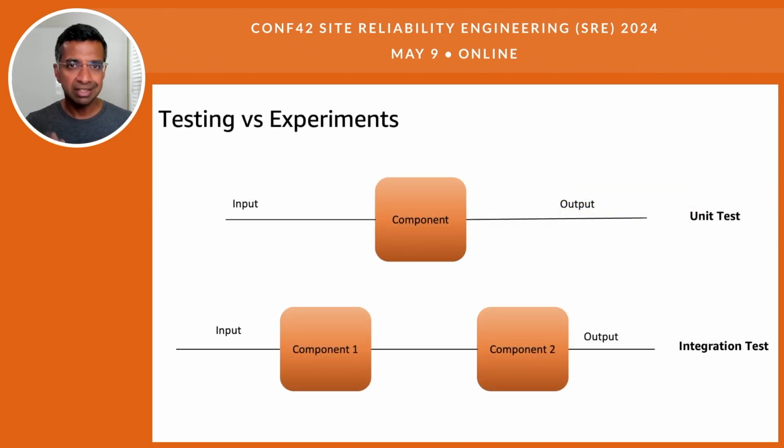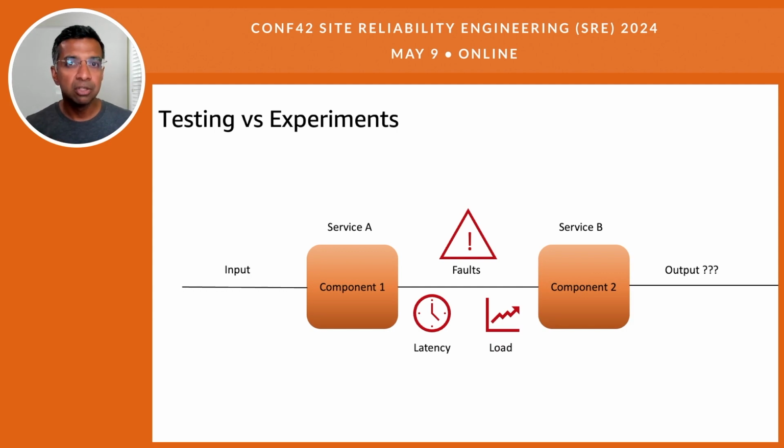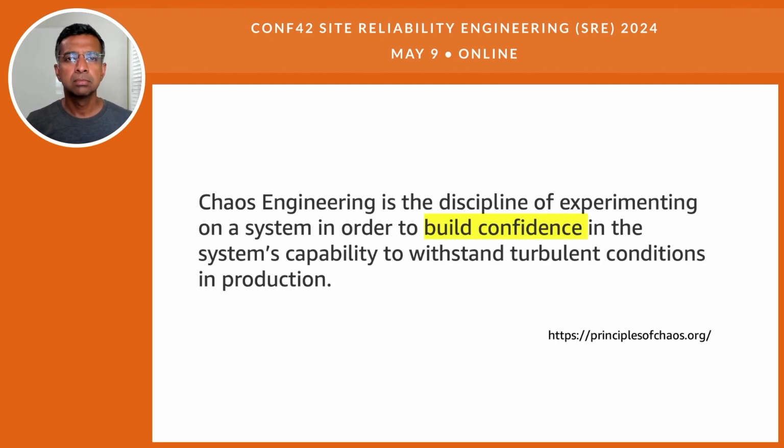What's the difference? In testing, as we know, both input and outputs are known, right? So all you're doing is validating the actual output with the expected output. But in experiments, the output is unknown. So you start with a hypothesis and then you create experiments to validate your hypothesis and make sure whether your hypothesis is valid or invalid. Now, the goal of chaos engineering is to build confidence in the system's ability to withstand chaos in production.